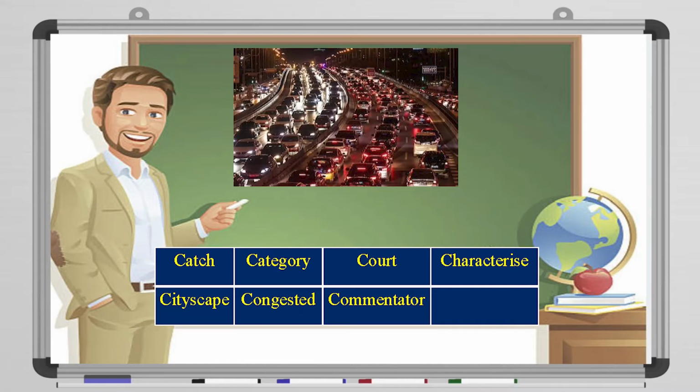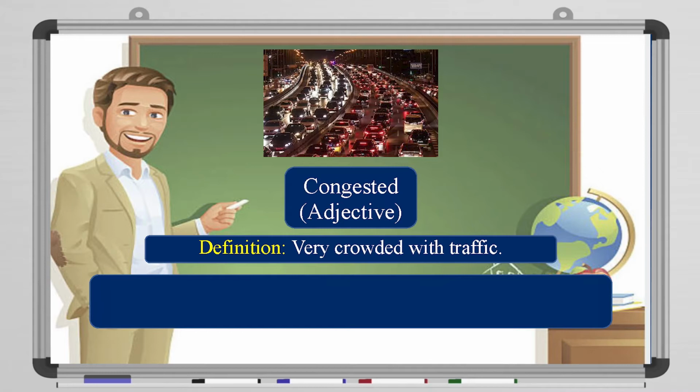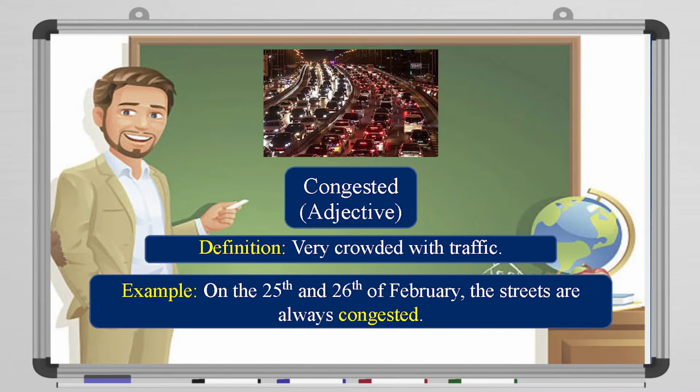Let's look at another picture. Can you see what's going on here? I think this is a very familiar picture. Everyone has run into this. Did you get the word? Well, the word is congested, and it's an adjective. Congested means very crowded. It's somewhere where there's a lot of people, a lot of cars, it's very congested with traffic, okay? So, for example, on the 25th and the 26th of February, the streets are always congested. We all know during the Liberation and National Days of Kuwait, the streets are very crowded with traffic, correct? So they are congested.